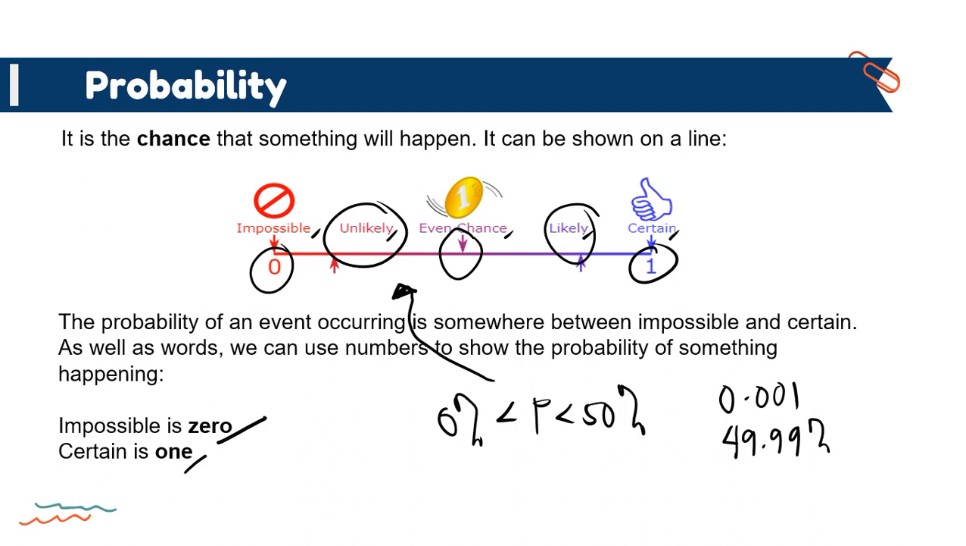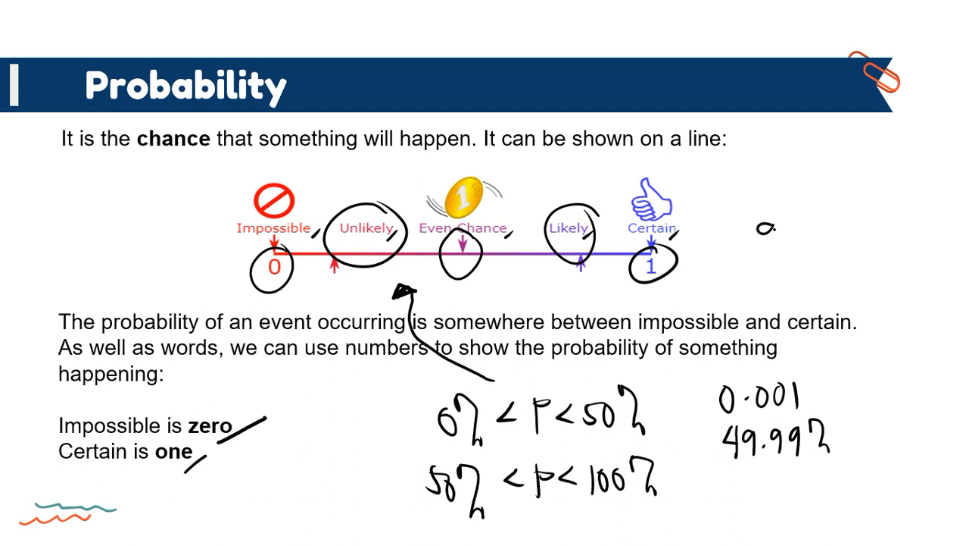Pag likely to happen naman, that is in between even chance and certain. So, meaning, dapat yung probability mo po is less than 100% or less than 1 but greater than 50%. So, nasa pagitan ni 50% to 100%. So, dito, meron kang chance medyo malaki. Pero hindi po certain. Kasi pag 100% certain na po yun or sure event. Pag sinabi natin likely less than po siya sa certain or less than 100%.